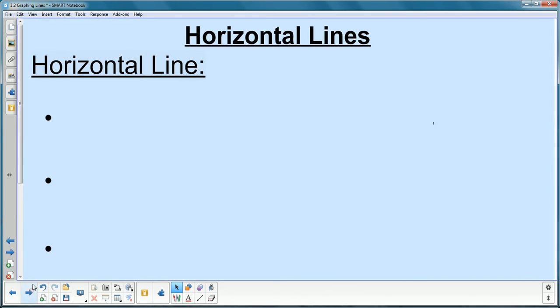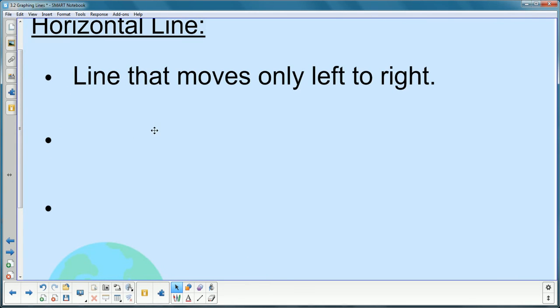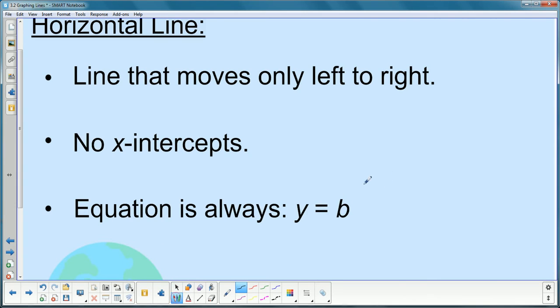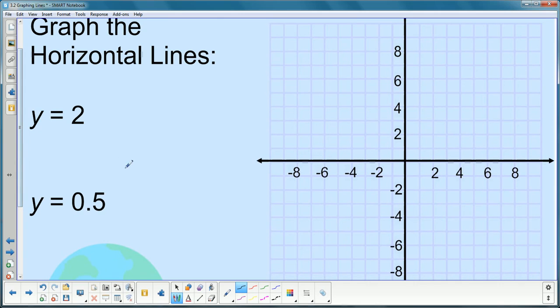Okay, so our special cases now. We're going to talk about horizontal lines, and those are lines that just move left to right. They are going to have no x-intercepts, and they'll always be of the form y equals b. Again, b is just some number. A couple examples of those, y equals 2 and y equals 0.5. So I'm going to do 2 different lines here on one graph. Normally you'll only be doing 1 line per graph.